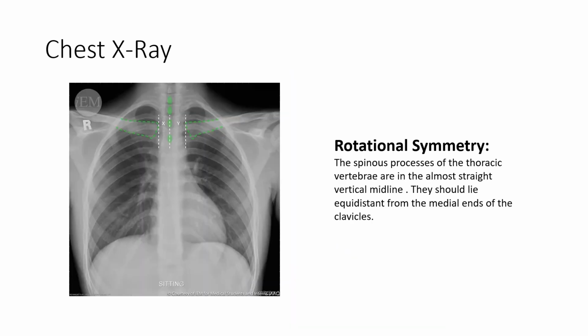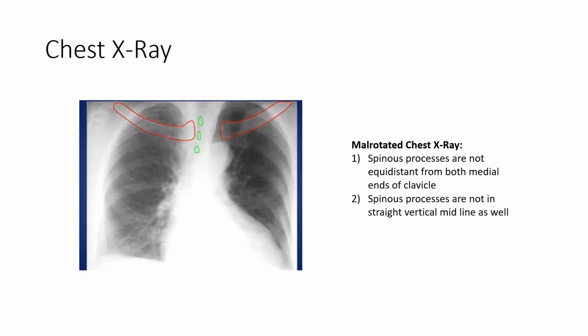Now rotational symmetry. Normally the spinous processes of vertebrae are in almost straight vertical midline and spinous processes are equidistant from medial ends of both clavicle. This is a mal-rotated X-ray. Spinous processes are not equidistant from medial ends of both clavicle. Spinous processes are not in straight vertical midline as well.